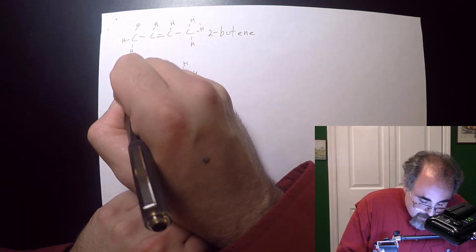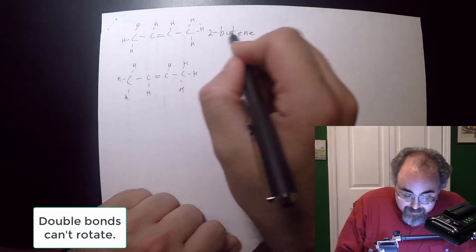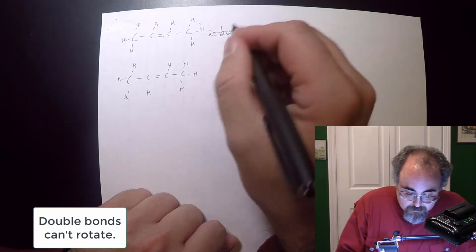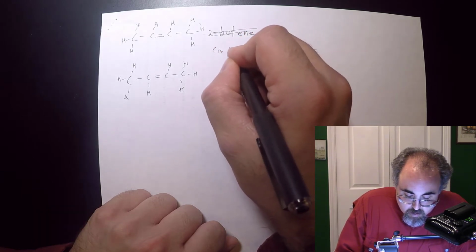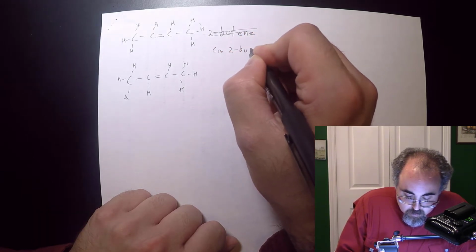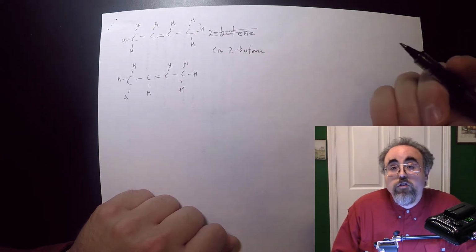then it's not the same isomer. So this guy, which I have not left myself enough room for, this one we would call cis-2-butene. Cis meaning same, so the hydrogens are on the same side.